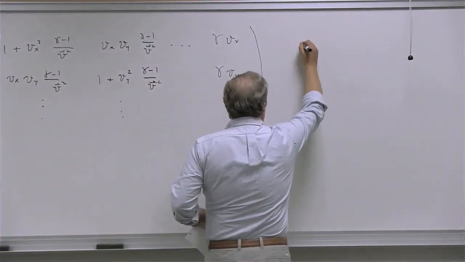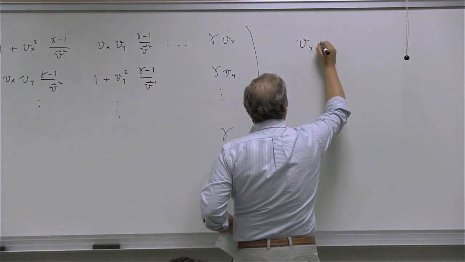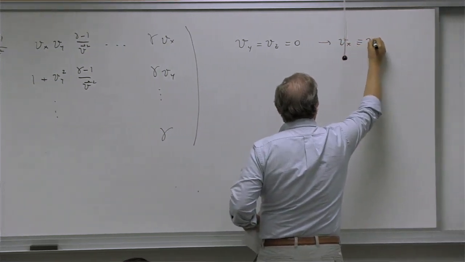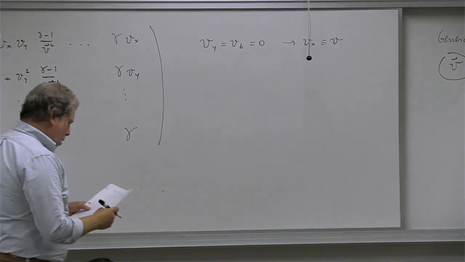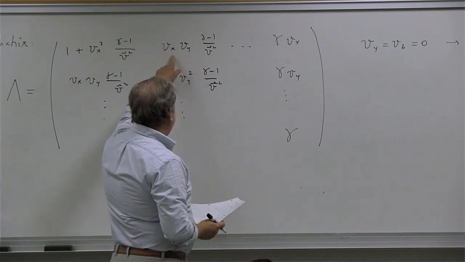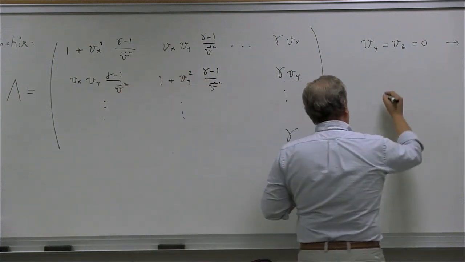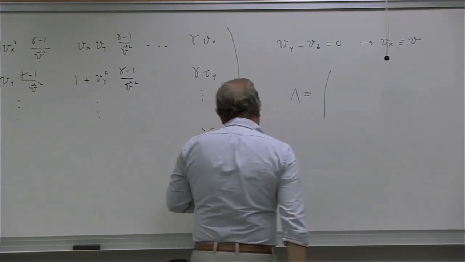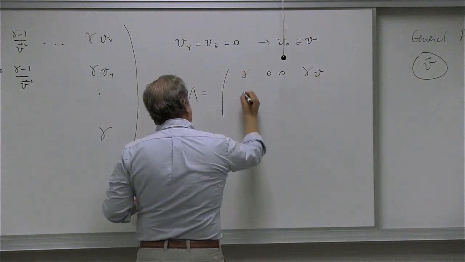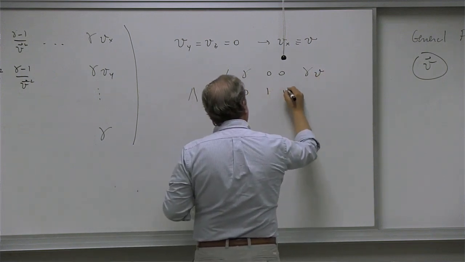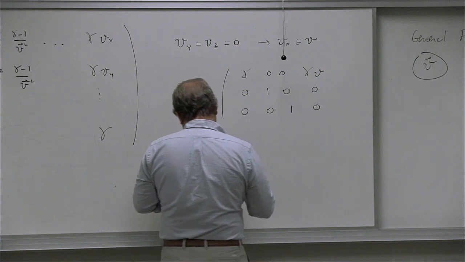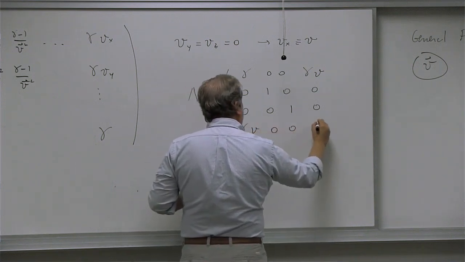So now if you look at the original case, Vy equal Vz equal to 0, right? And then Vx is the same as V. That's the case we discussed at the very beginning of the lecture. Then, of course, everything that has a Vy or a Vz in it is equal to 0. And so then we have that lambda is equal to gamma, 0, 0, gamma V, and then 0. We have a 1 along the diagonal, 0, and another 0 here, and then 0, 0, 1, another 0 here, and then gamma V, and then 0, 0, and 1 at the bottom.